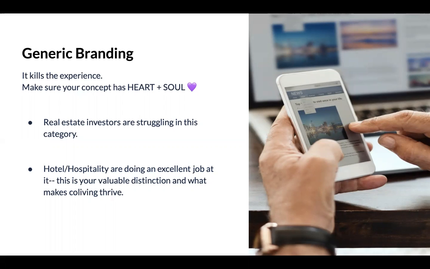So just make sure your concept has a very unique heart and soul and message, and a USP, unique selling proposition. Again, hotels and hospitality nail this, so definitely try to model them. They're doing an excellent job of this. That's what's going to set you apart. Don't get intimidated by companies raising huge amounts of venture capital. I think if you nail community, you nail brand, you have a heart and a soul to your community, that's massive. And put the effort into doing that.